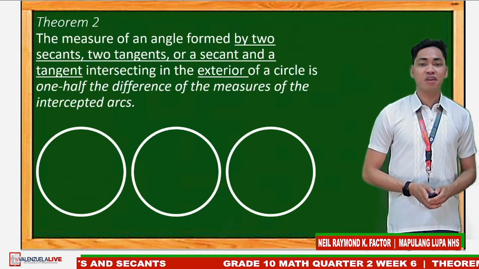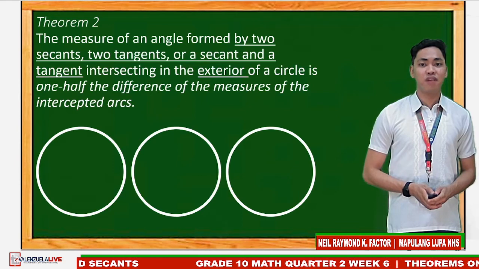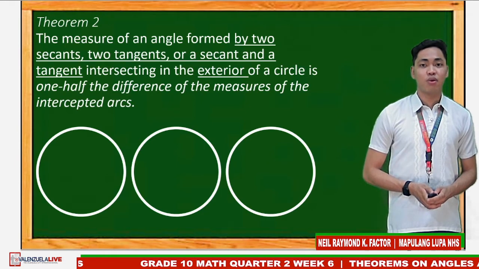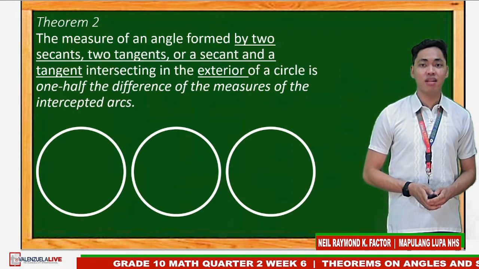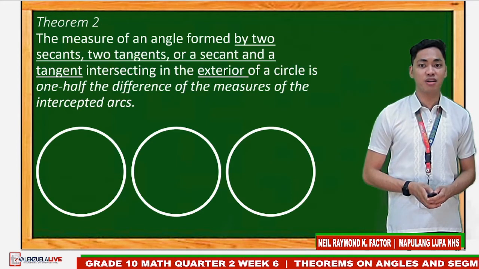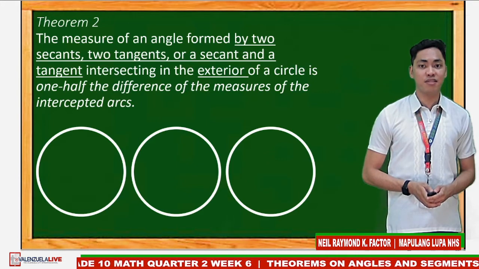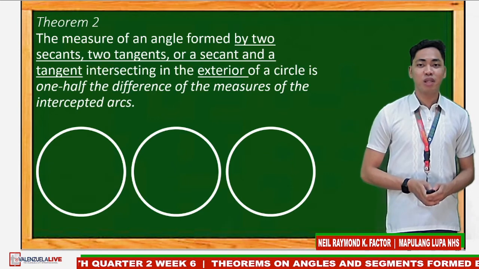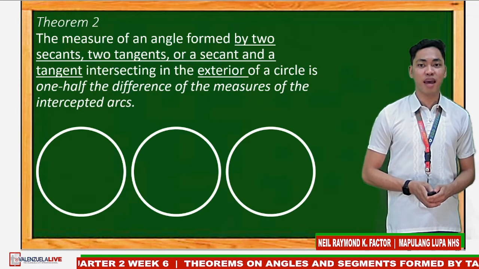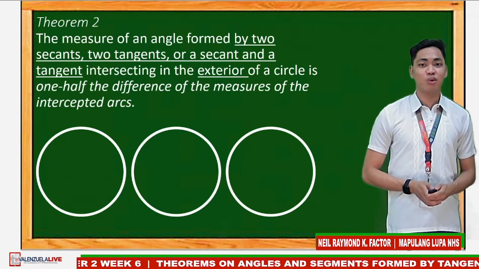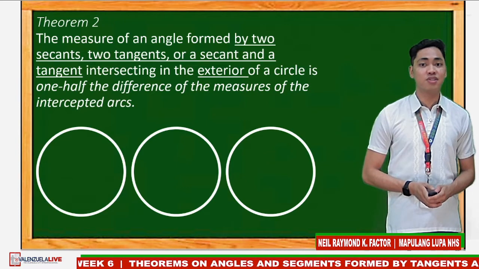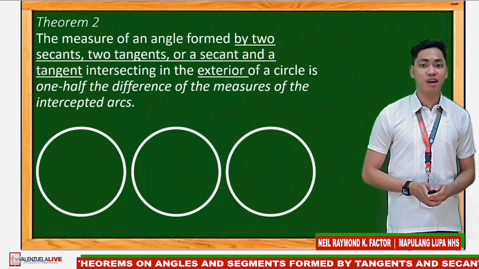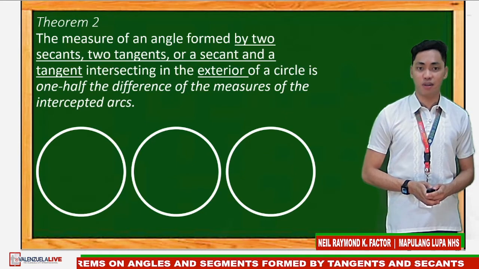The next theorem states that the measure of an angle formed by two secants, two tangents, or a secant and a tangent intersecting in the exterior of a circle is 1/2 the difference of the measures of the intercepted arcs. Let me repeat that. The measure of an angle formed by two secants, two tangents, or a secant and a tangent intersecting in the exterior of a circle is 1/2 the difference of the measures of the intercepted arcs.